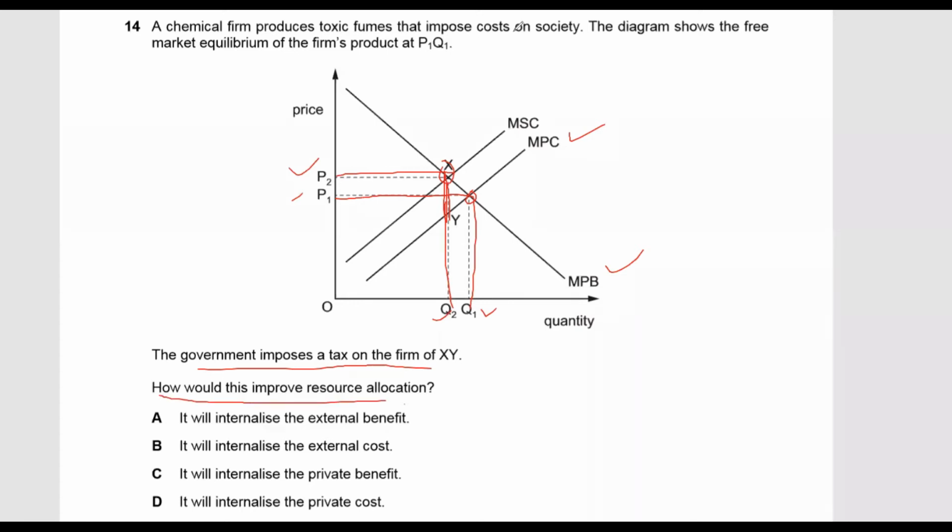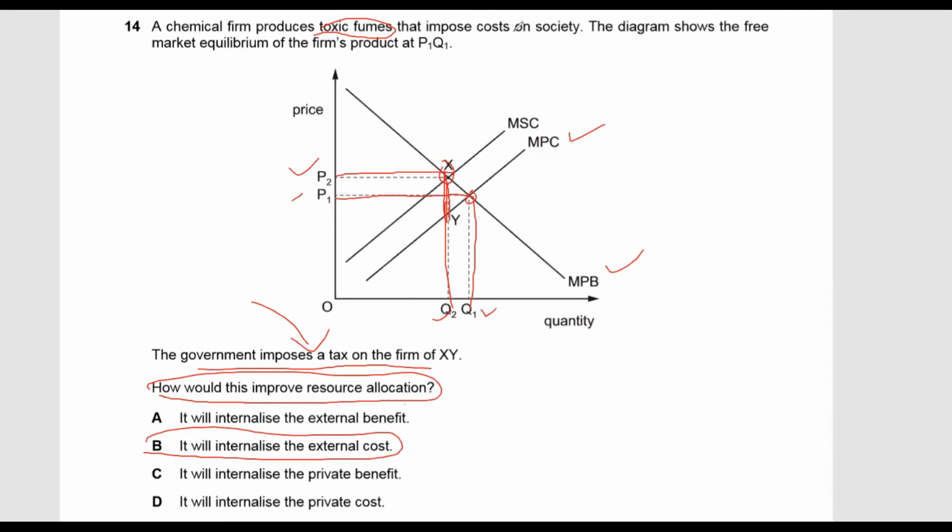How would this improve resource allocation? Meaning how the act of imposing taxes will improve resource allocation. Resource allocation is definitely improved when marginal social cost and marginal social benefit are equal. So if the government internalizes the external cost, then it will definitely reduce negative externalities and it will reduce the production of toxic fumes.